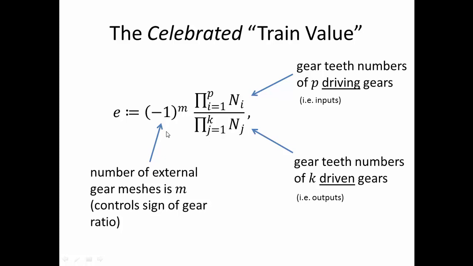The thing with the train value is it likes to take care of the signs of the rotation and the directions of rotation. So the way that's done is you use a -1 to the M power, and M would be the number of external gear meshes that you would have.